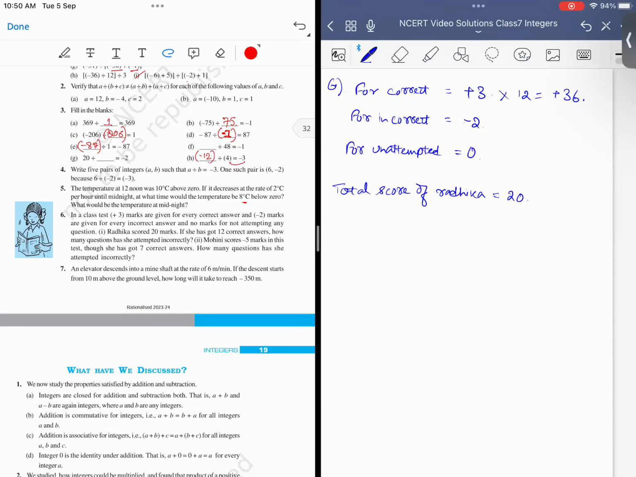Since she got 12 correct, for correct answers how many marks did she score? 12 into 3, that is 36. Since her final score is 20, then how many incorrect? That means negative of 16 is there. So negative of 16 means 8 questions she has attempted incorrect.